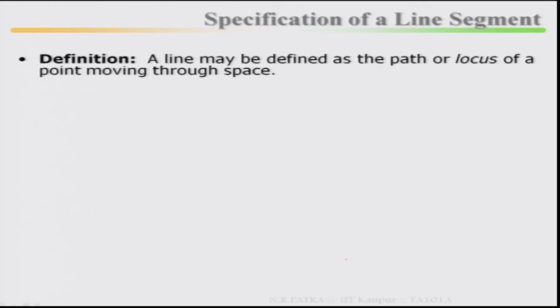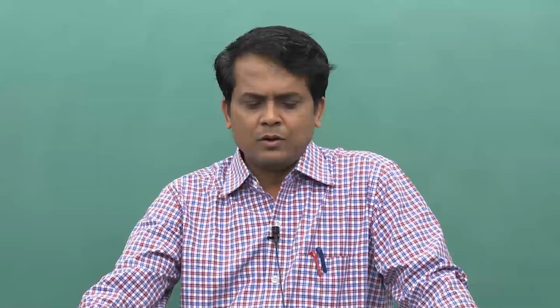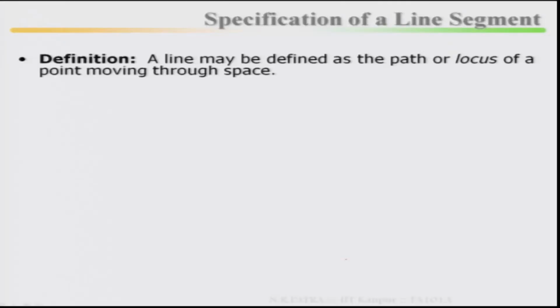Now, specification of a line segment definitions. A line may be defined as the path or locus of a point moving through the space.